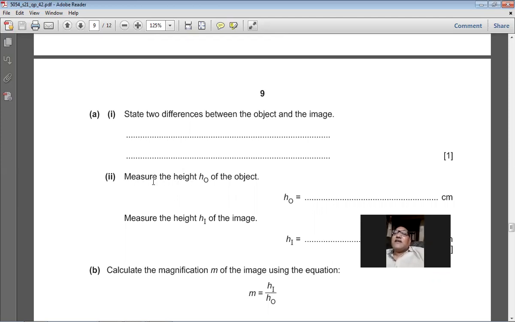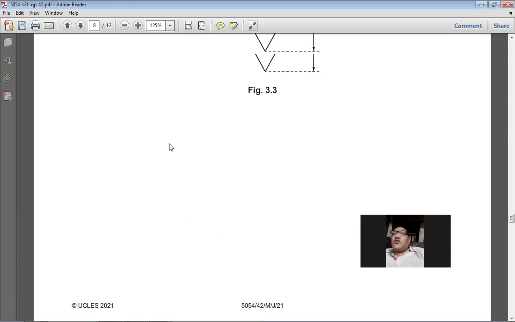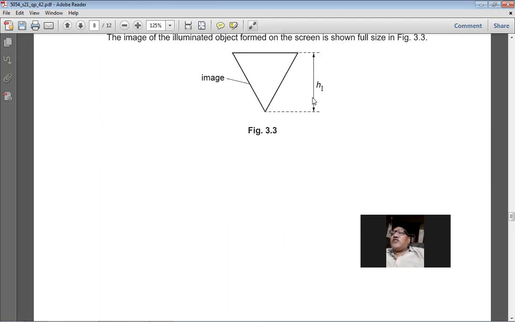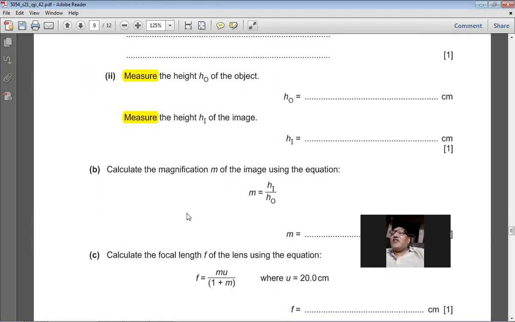Then he says, measure. This word is very important, measure. He says, measure the length and height. Measure means you actually use a scale to measure. And then he says, measure the height, HI, of the image. So that is also very important. Use a scale to measure the height of the image and the height of the object, and you will enter those values here.